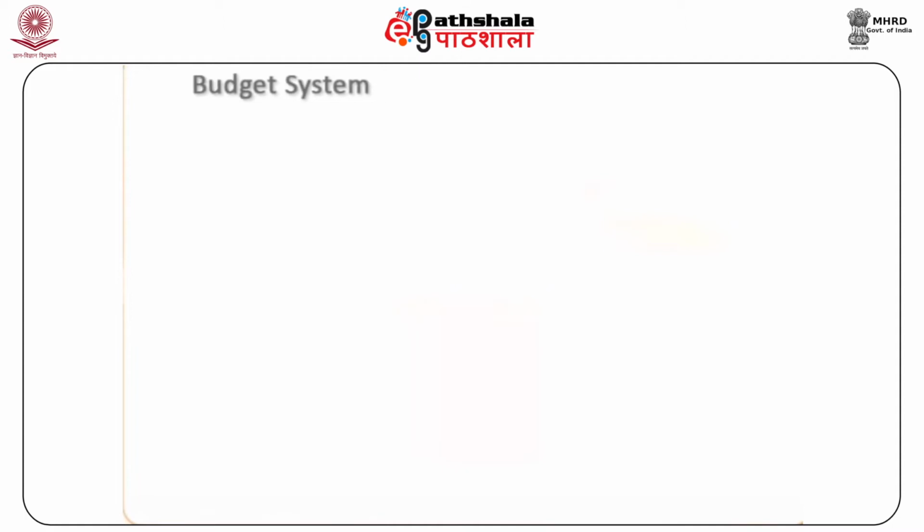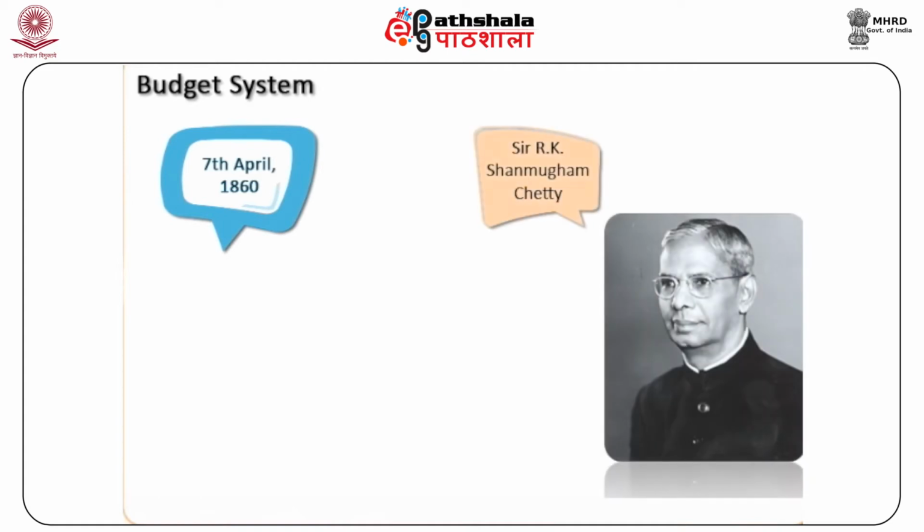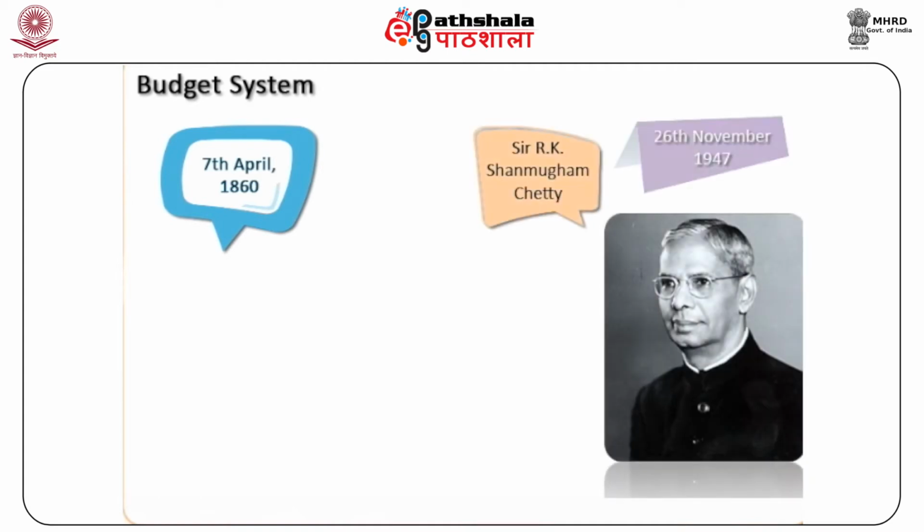The budget system was introduced in India on 7th of April 1860, when the importance of financial policy for the country was emphasized. The first general budget of India was presented by India's first finance minister, Sir R. K. Shanmugam Chetty, on November 26, 1947. Since then, 23 Union finance ministers have presented the budget every year.